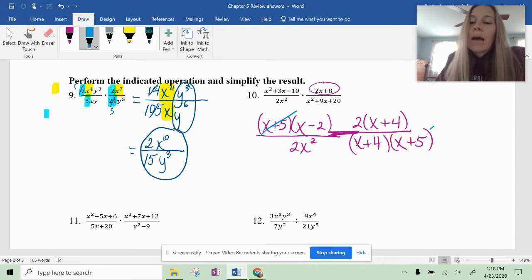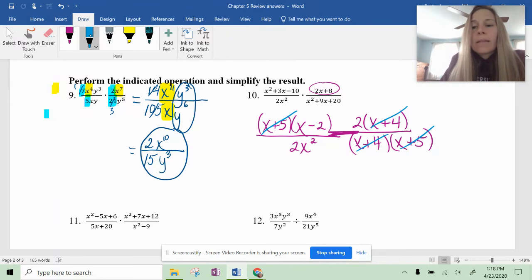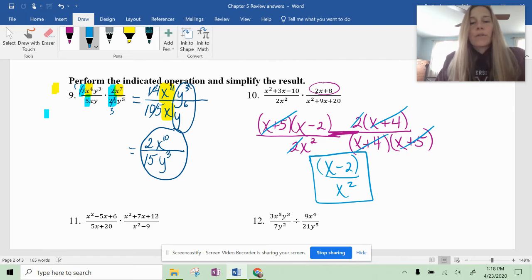So x plus 5, same on the top and the bottom. Remember, if you're canceling a binomial, it's the whole thing. You've got an entire x plus 4 on the top and the bottom, so those can both go. And then this 2 here can be canceled with this part of that monomial. So then all we're left with is x minus 2 in the numerator and just that x squared in the denominator. And that would be our simplified answer for that one.